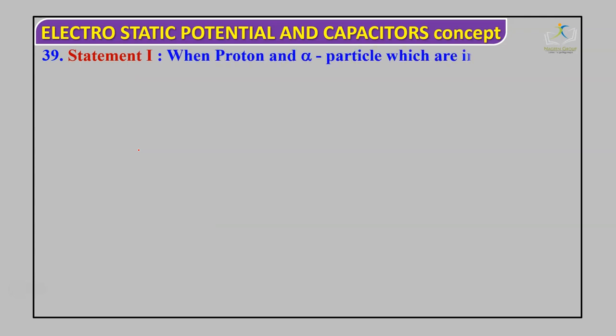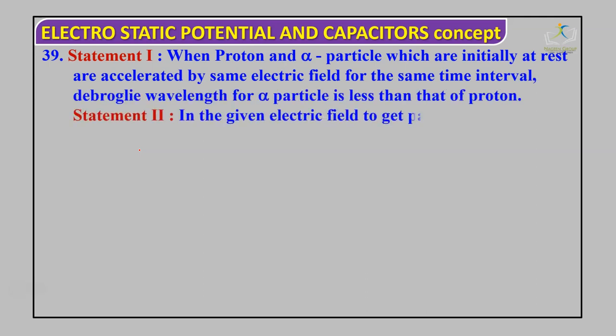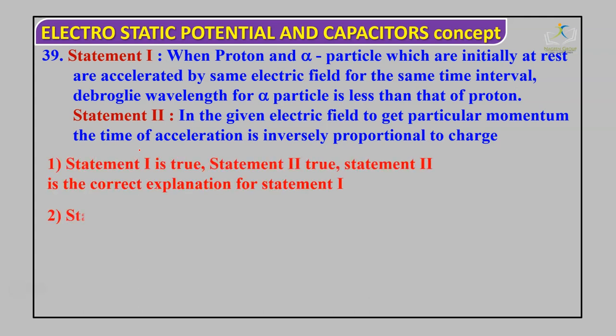Next question we have. When a proton and an alpha particle, which are initially at rest, are accelerated by the same field for the same interval, the de Broglie wavelength of the alpha particle is less than that of a proton. Statement: in the given electric field, to get a particular momentum, the time of acceleration is inversely proportional to the charge. We have the options.